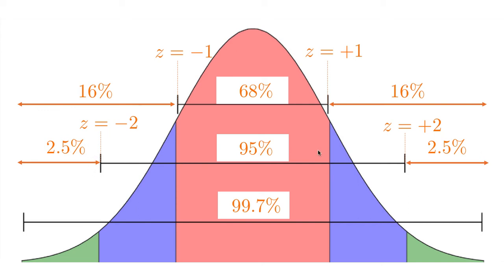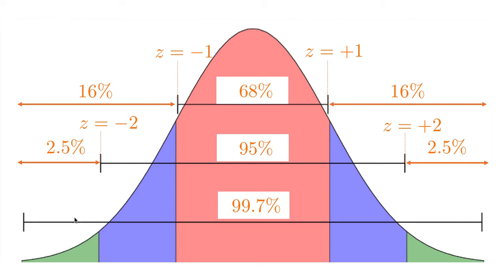So if in the problem you find you have a z-score of 2, and it says what percent of data is below, or what's the relative frequency of data below, that is all of this, which is 95%, plus this. So you end up with 97.5% of the data below this value. 2.5% is above. And you can do the same thing for a z-score of 3.